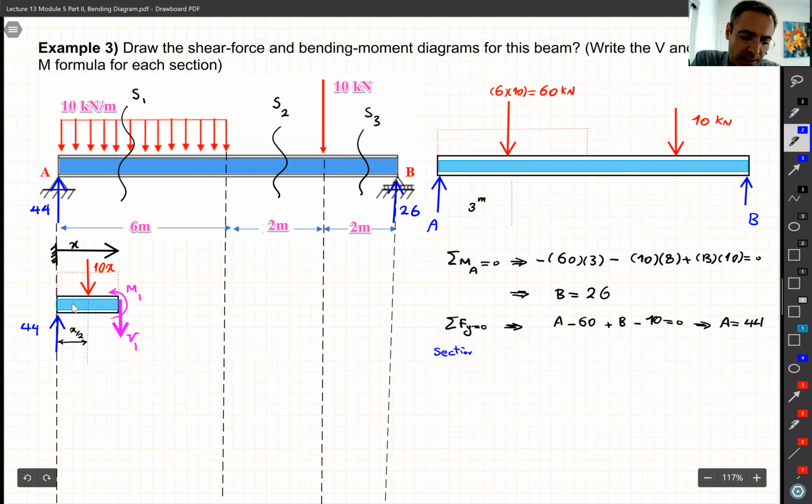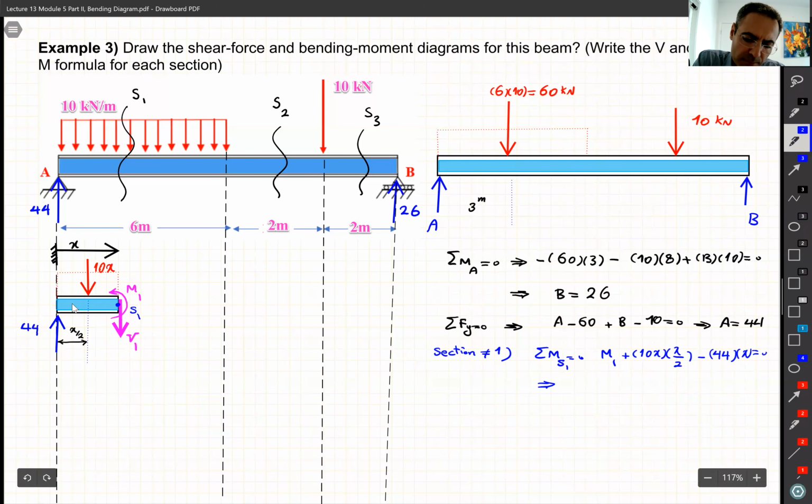So for section number 1, taking the moment about point S1 equal to 0, and remember S1 is this point here, S1. So what do we have? We have M1, which is positive. Then we have 10x multiplied by its distance, which is x divided by 2. And then we have 44 multiplied by x equal to 0.